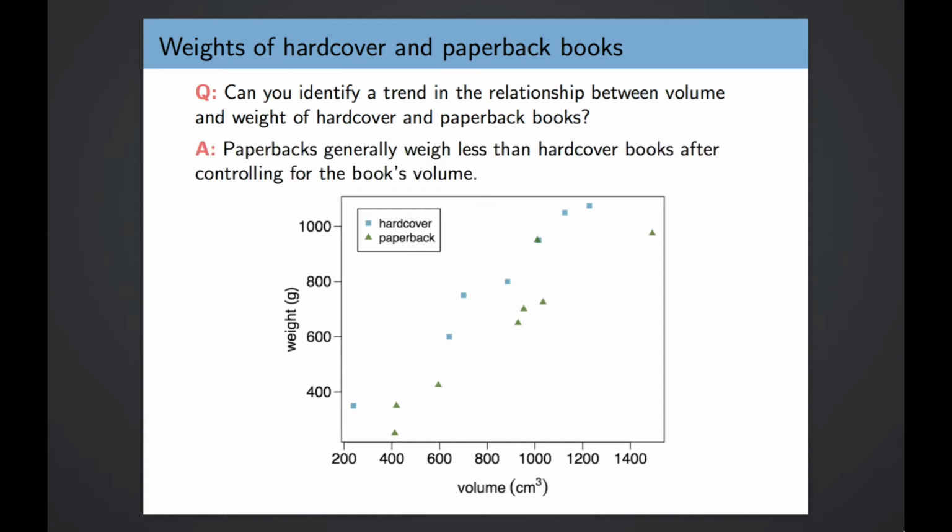It should be pretty clear from this scatter plot that paperbacks generally weigh less than hardcover books after we take volume into account. If a paperback book and a hardcover book with the same volume are compared to one another, the paperback book is likely to weigh less than the hardcover book even though they are the same size. What this tells us is that taking into account the type of book that we're dealing with, whether the book is a hardcover or a paperback, is important. This is a meaningful variable when it comes to the relationship between weight and volume, because paperbacks in general weigh less than hardcover books do.